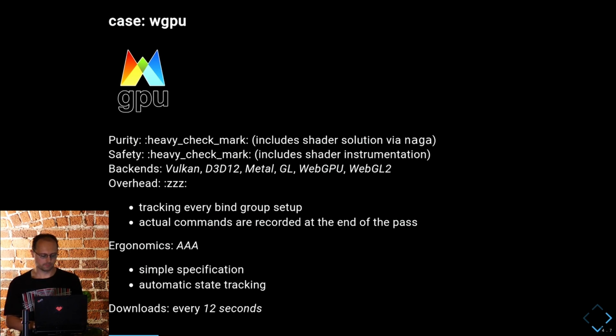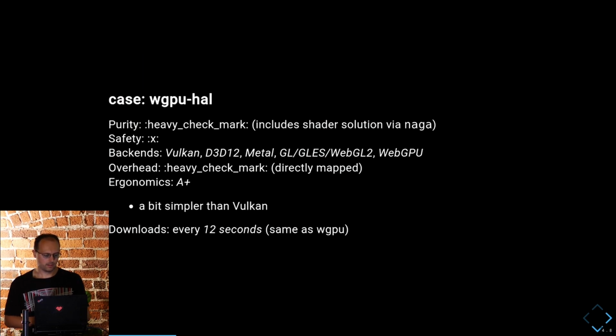for some forks. Downloaded roughly the same time as Glow and Ash, so every 12 seconds. Very much downloaded. And this is the HAL, so the lower level abstraction that WGPU builds upon. It's completely unsafe, but it's still purely Rust, same backends, directly mapped to the API. So in WGPU HAL, whenever you record some command, it directly just injects this call into the command buffer. There is no overhead at all.